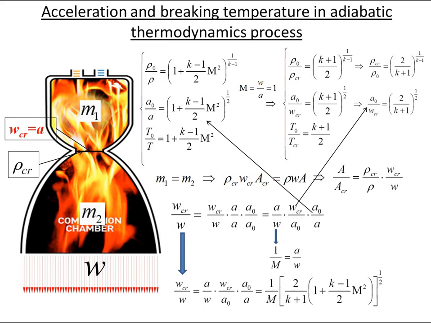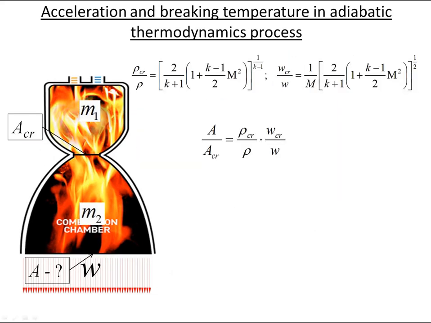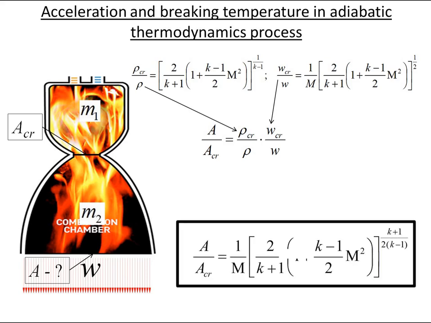So finally we can solve the cross-section area ratio between the entrance to the Laval nozzle and the exit from it. To get the cross-section area, we need to multiply the previously derived ratios of velocity with the densities ratios. And our final equation is equal to.